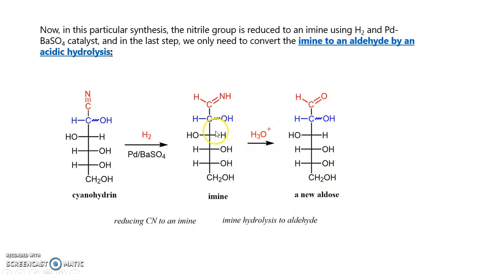You see here I am showing this OH with a zigzag bond, because the position of this OH can be either on the right hand side or on the left hand side. If it is on the right hand side, then it is D-glucose, and if it is on the left hand side, then it is D-mannose. In this way we can explain this reaction, the conversion of one carbohydrate into another carbohydrate with one carbon more. This is the Kiliani-Fischer synthesis method of generating carbohydrates with one carbon atom more.